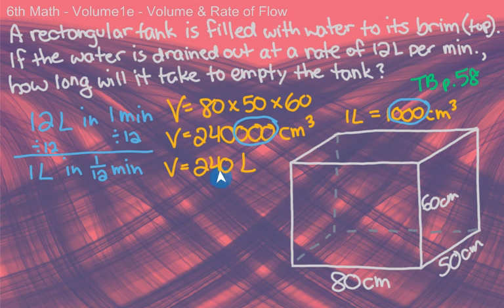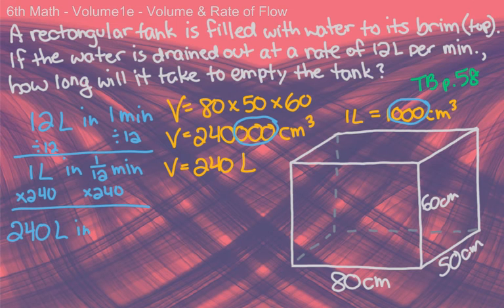Then we found the volume of this rectangular tank. And not only did we do that, but we had to convert it to liters. And now we have to take that information, so we're going to multiply by 240 on both sides here to get our final answer. So we're going to have 240 liters.